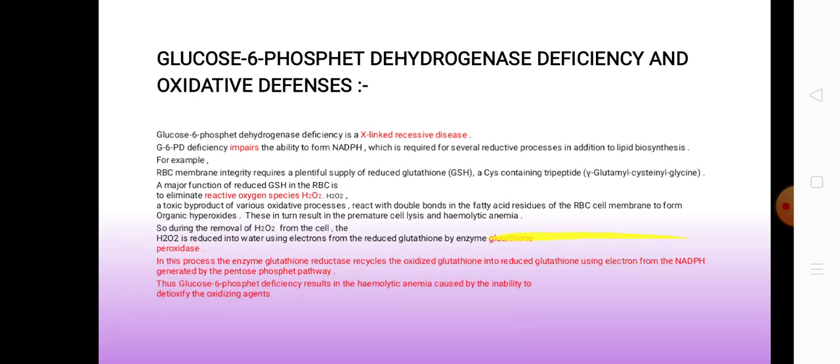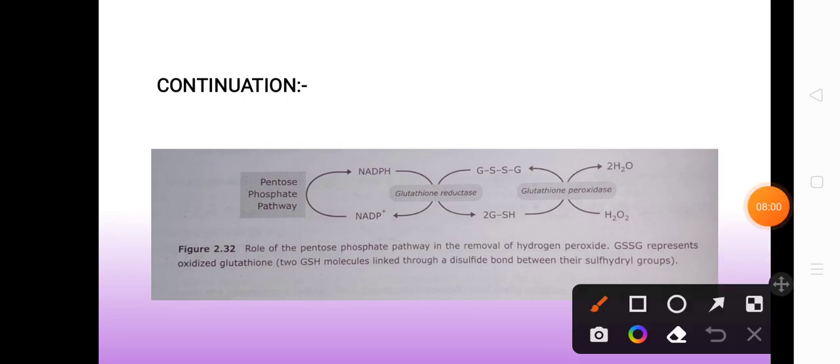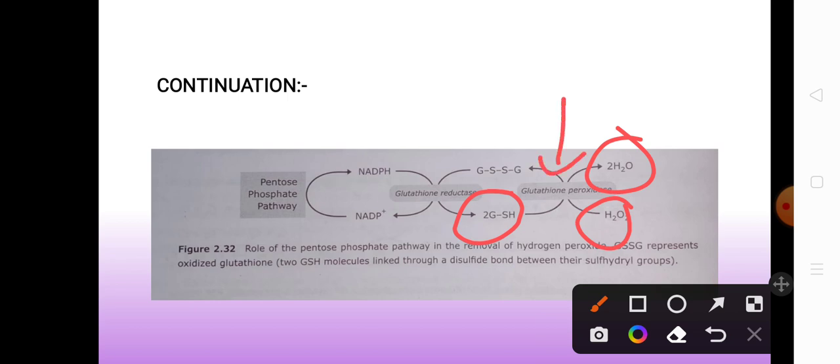So we are going to use this picture to understand what glutathione will do. Reduced glutathione will donate its electron to H2O2 and convert it into water with the help of the enzyme glutathione peroxidase. And as reduced glutathione is donating its electron, it becomes its oxidized form of glutathione. So that is the idea.